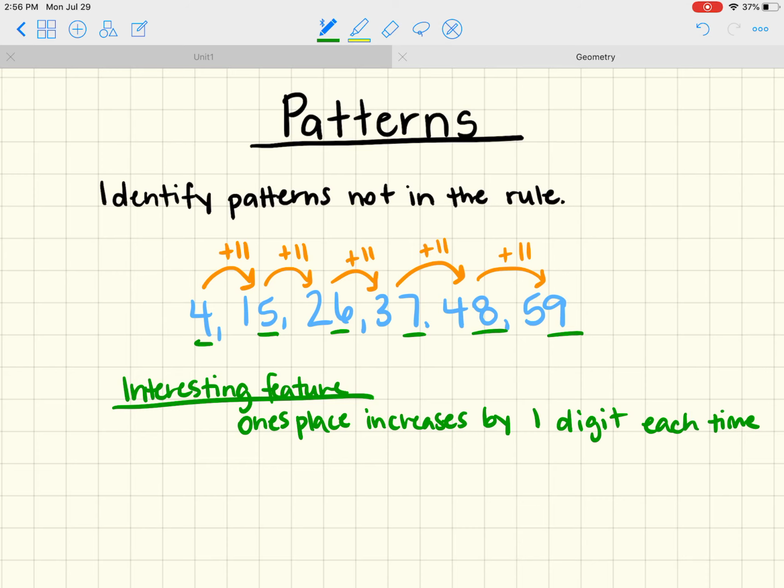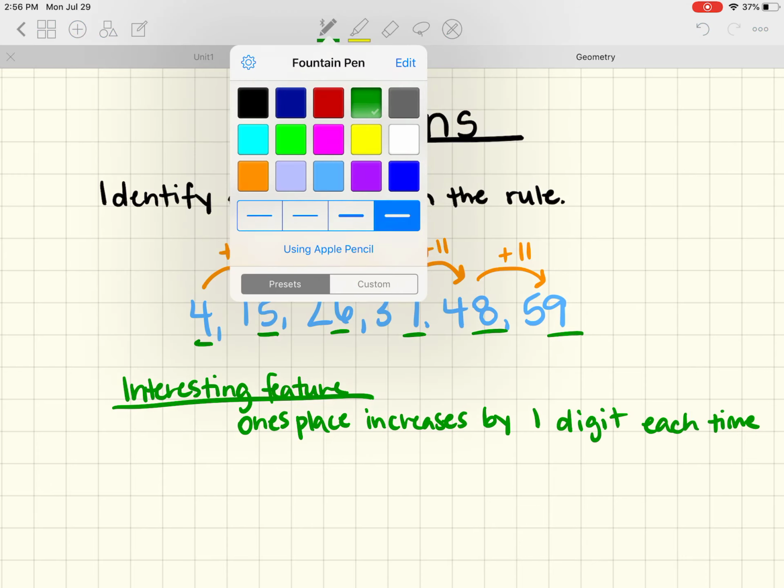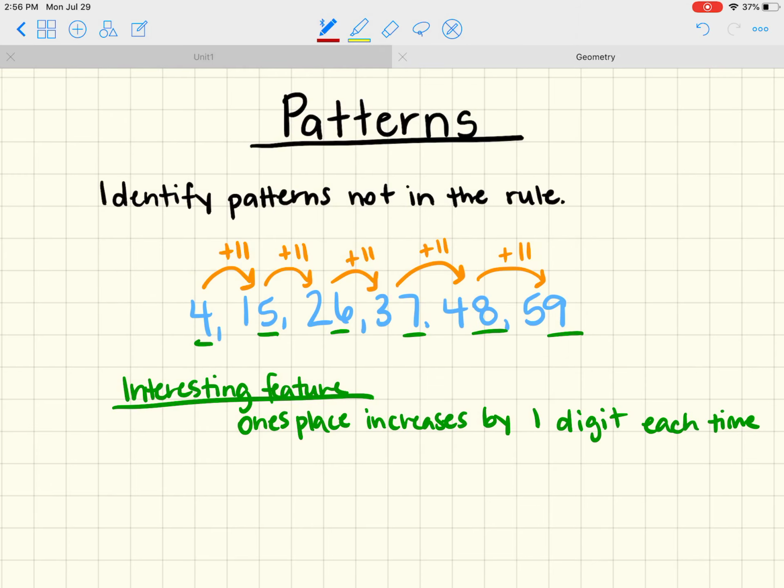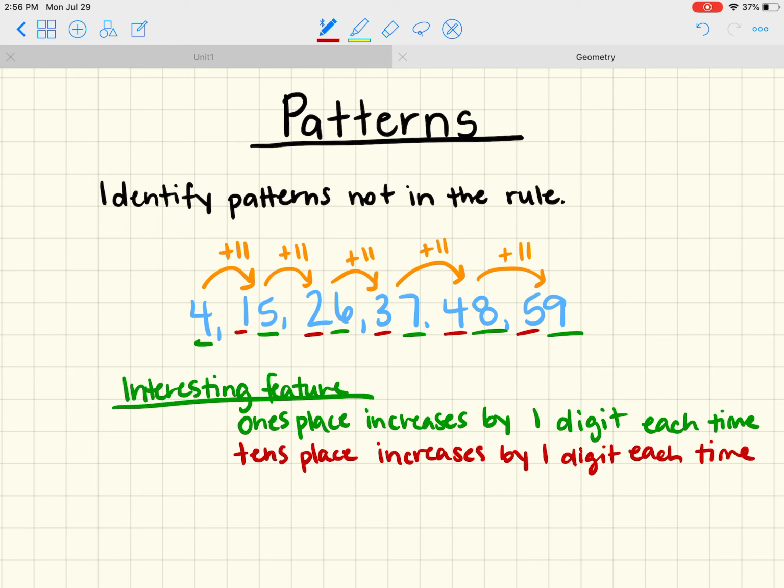And so then if I look again, we also see something similar in the tens. We have a 10, a 20, a 30, a 40, and a 50. So also the tens place increases by 1 digit each time. This is just one example of finding some extra features, other than the rule, that show up within number sequences and patterns.